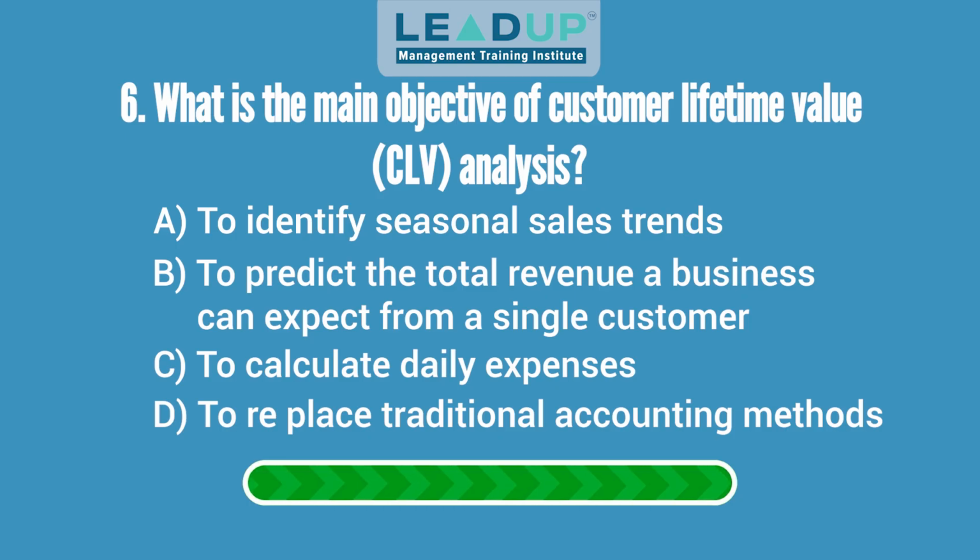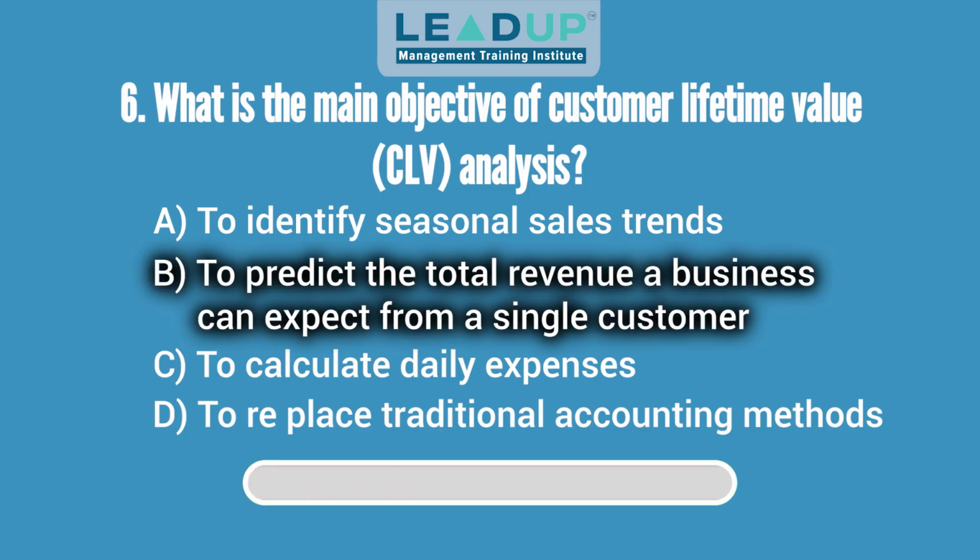6. What is the main objective of Customer Lifetime Value (CLV) analysis? A. To identify seasonal sales trends. B. To predict the total revenue a business can expect from a single customer. C. To calculate daily expenses. And D. To replace traditional accounting methods. The answer is to predict the total revenue a business can expect from a single customer.